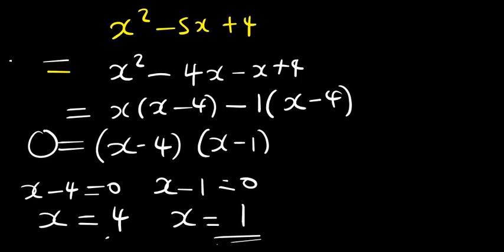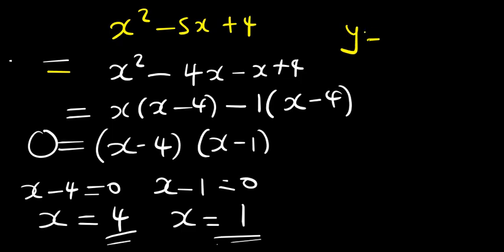So what I have as answers, these are what we call critical values. This is where the graph is going to cut the x-axis, or what we call the intercepts of x. Okay. Now you can also find the intercepts of y.